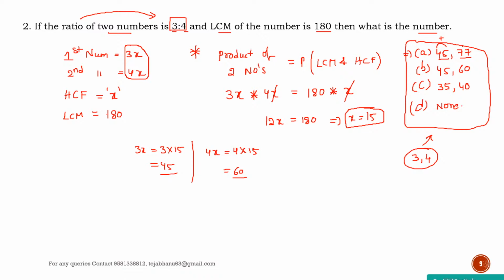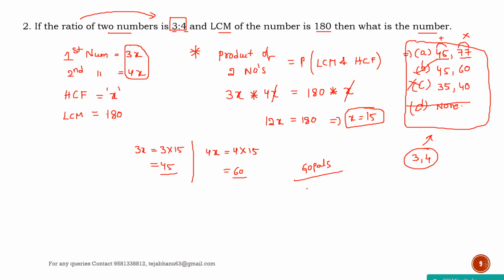Now 77 is not divisible by 4, so it's wrong. Now 45 and 60, it is right. The LCM is 180. Yeah, Gopal, have a look. So 35 and 40 are also eliminated. None is not the answer. Eliminated. Now, coming to Gopal's doubt.